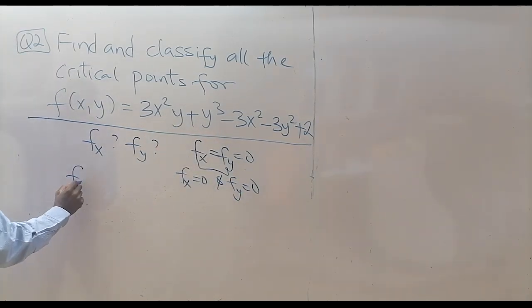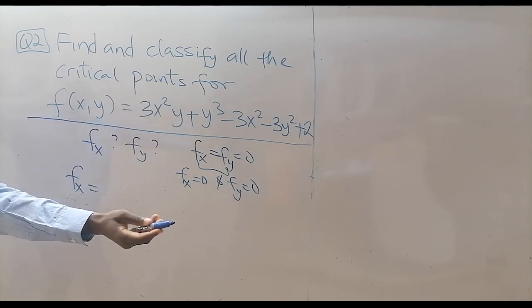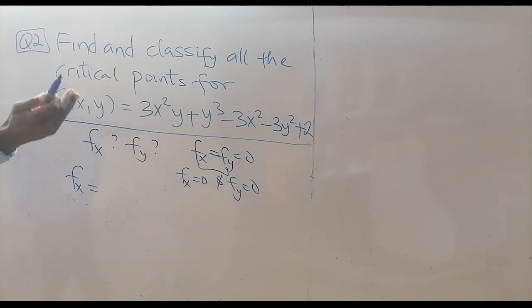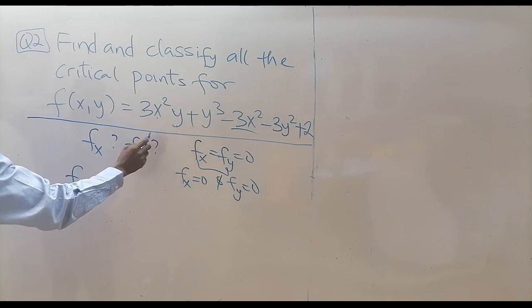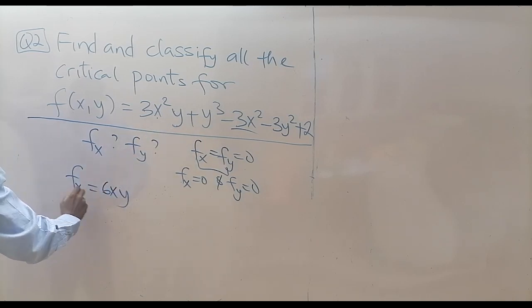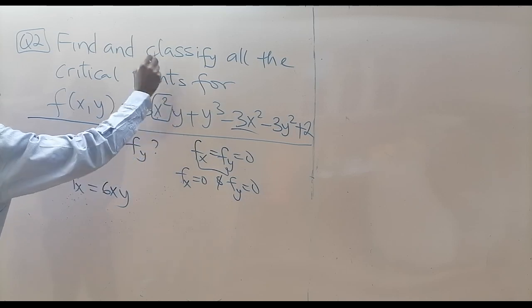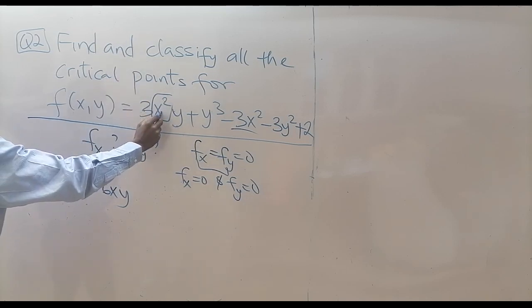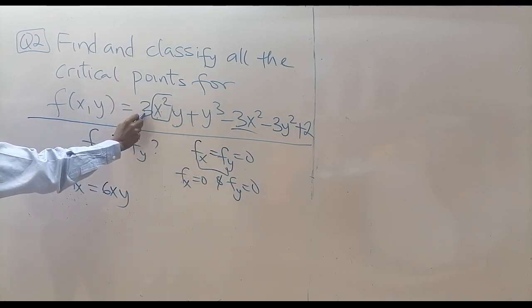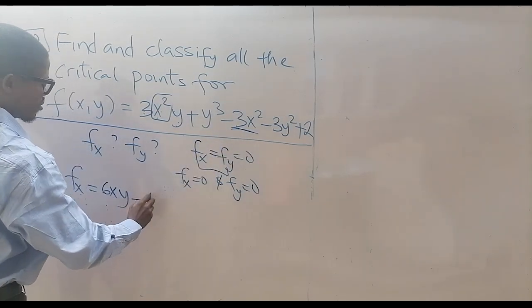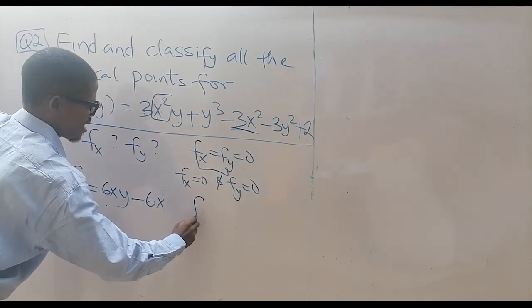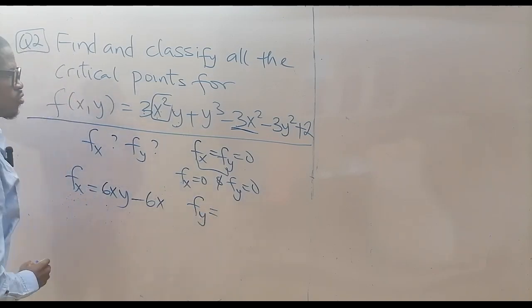So let's get this. When you are differentiating with respect to x, the other variable must be constant. So you keep your y constant here, and that will give you 6xy. You are only differentiating x squared, which is 2x times 3. That's 6x times y. Then come here: minus 6.